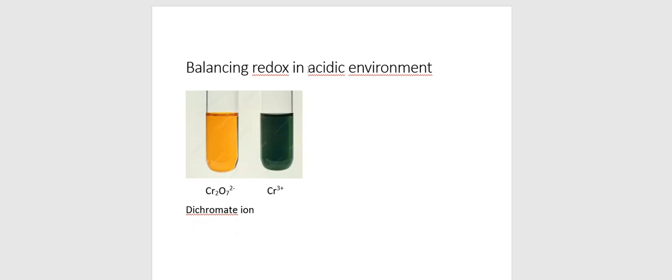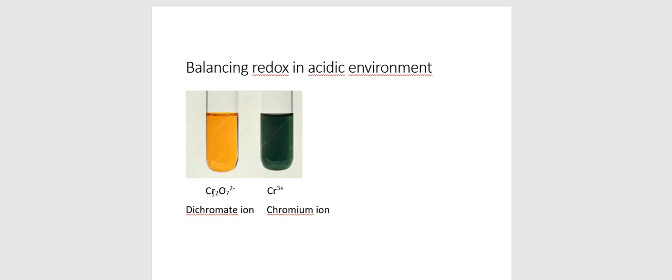Under acidic condition, like the ones you saw before, the dichromate ion can become chromium ion, Cr3+, and that's green. So when you do these kind of reactions between the dichromate and some other agent, you will experience when the reaction is finished that the yellow-orange color of the solution has turned into green. So that's the sign of what happened.